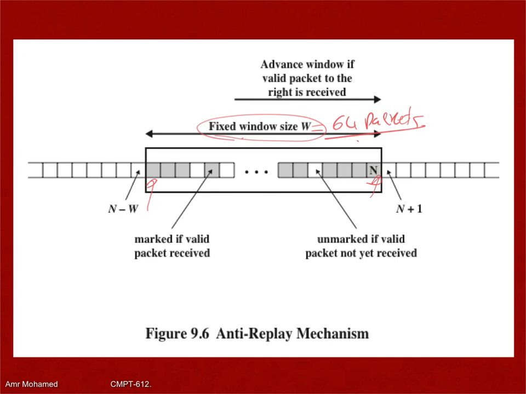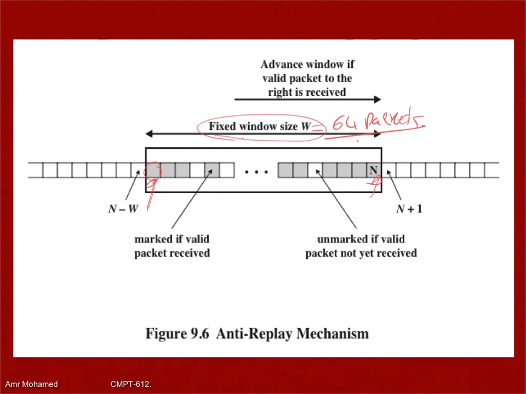So this window, anything inside that window, I have to mark it as received or not received. Received meaning what? If a packet is received with a sequence number within that window, then I have to verify the MAC, of course. I have to authenticate the packet and everything. And then if everything is fine, then I mark this packet as received. Okay?